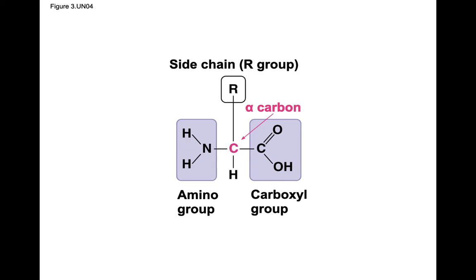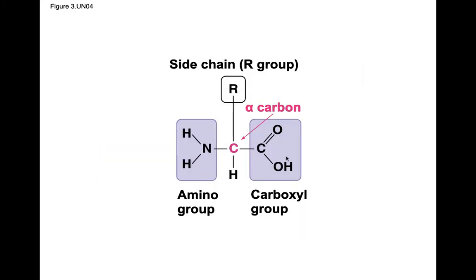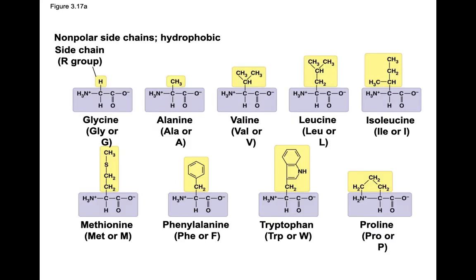Within one amino acid, we have three groups that are really important. We have the R group, more on that in a second. We have the amino group, which is a nitrogen with two hydrogens. And we have our carboxyl group, which is a C double bonded to an O and an OH. So when we form polypeptides, these two groups are going to be where we see the peptide bonds forming.